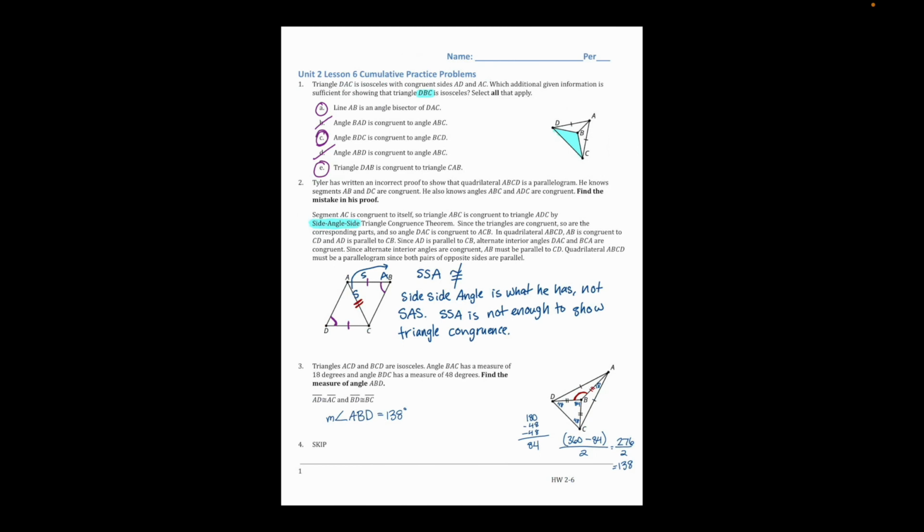Unit 2, Lesson 6, and Unit 2, Lesson 7 of Illustrative Math Geometry.